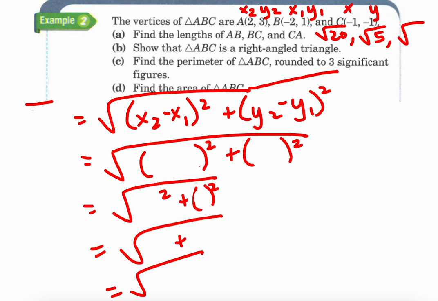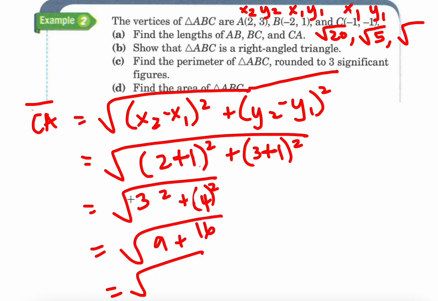X1 and Y1. So I'm figuring out CA, just looking at C and A. Let's see, x2 minus x1. So 2 minus negative 1 becomes a 2 plus 1. And then 3, my y2, minus -1. 3 minus -1 becomes a plus. So this is 3 squared plus 4 squared. So that's 9 plus 16.